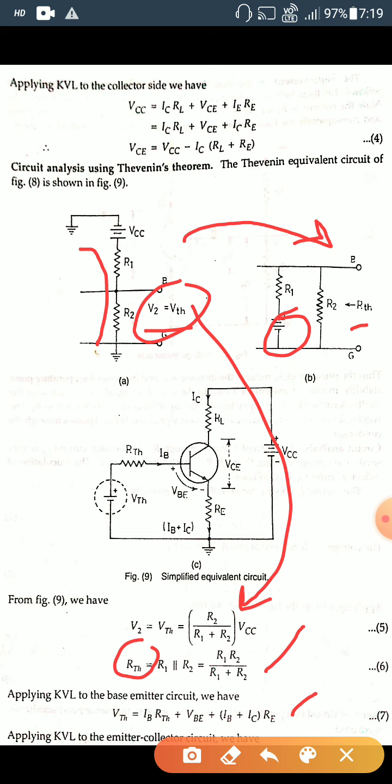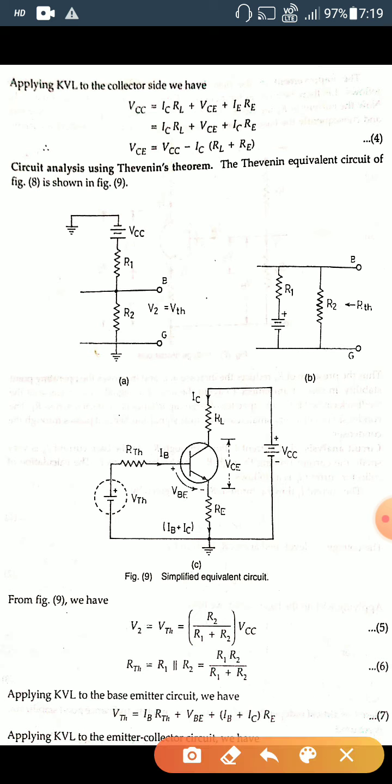So apply the KVL for the base emitter circuit, this portion, this one path. So here RTH is multiplied with IB to get the voltage drop, and then VBE is the voltage drop across base emitter, and for the RE side, their voltage drop will be RE into (IB plus IC). The total summation result will become VTH.